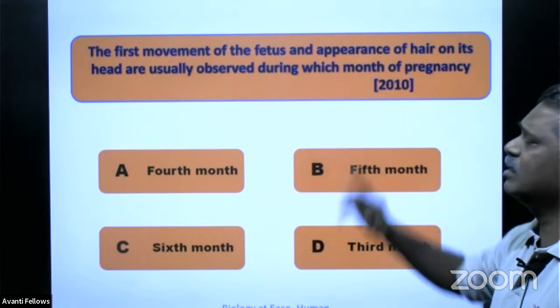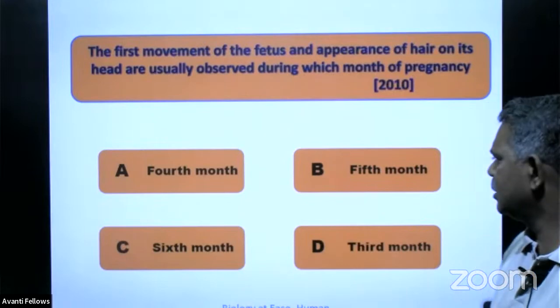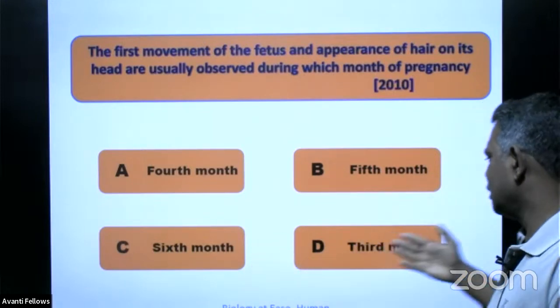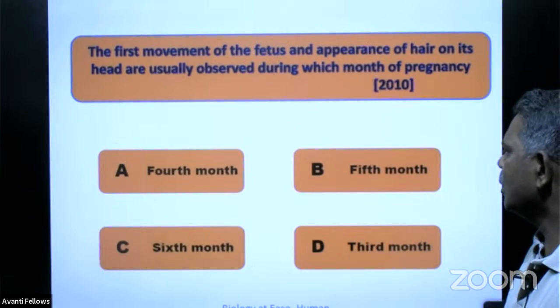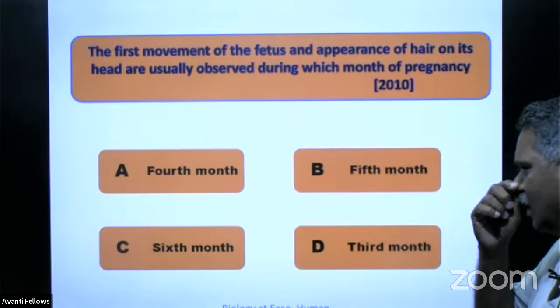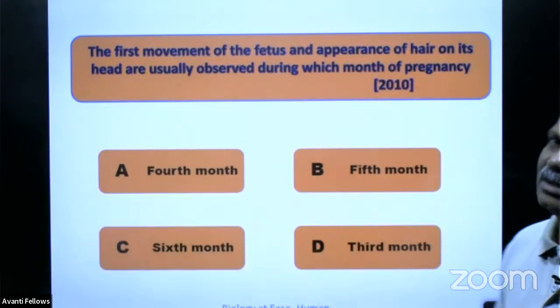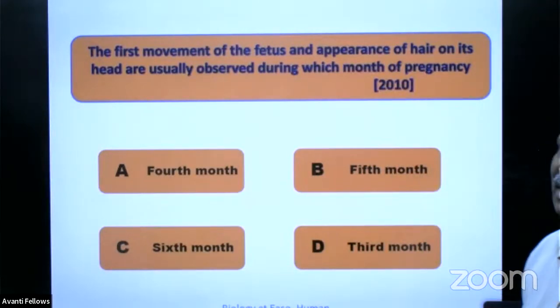First movement of the fetus also there. Then is it in the 4th month, or in the 5th month, or in the 6th month, or in the 3rd month? Option A, 4th month. Option B, 5th month. Option C, 6th month. And option D is the 3rd month. Find out the correct answer from the options given here.